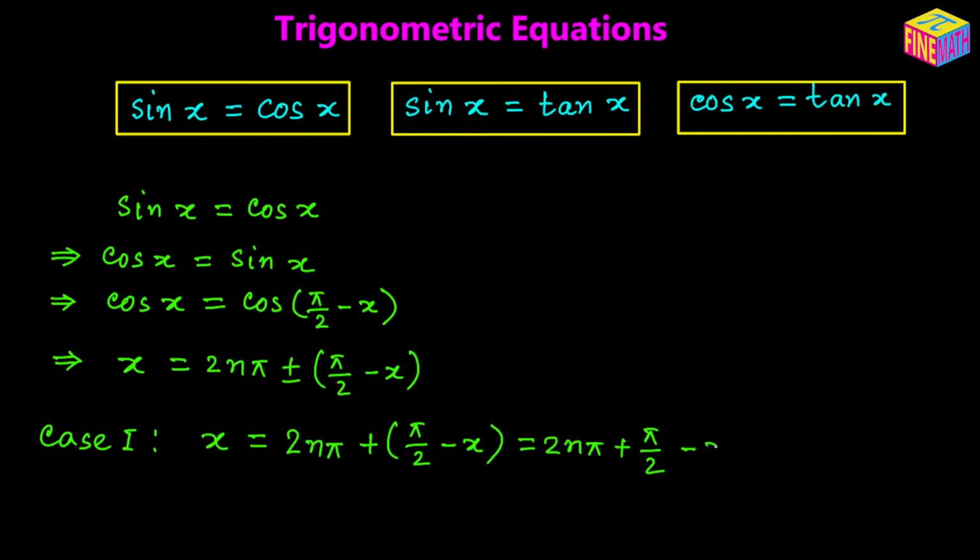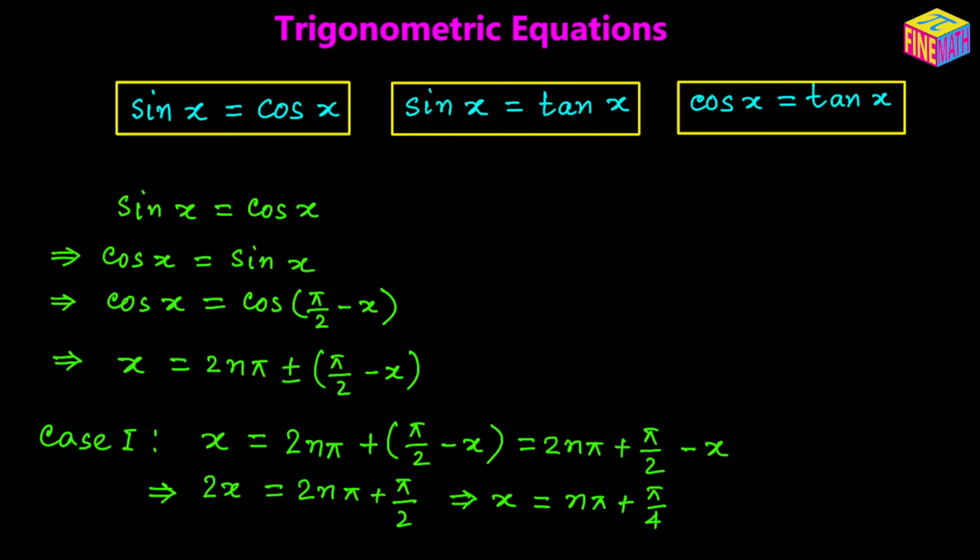And we can write it as 2n pi plus pi over 2 minus x. And then from here we can say there is an x on the left hand side and a negative x on the right hand side. So if we bring that to the left hand side, it will be 2 times x, and that will be equal to 2n pi plus pi over 2. And from here, if we divide both sides by 2 of course, then x will be equal to n pi plus pi over 4.